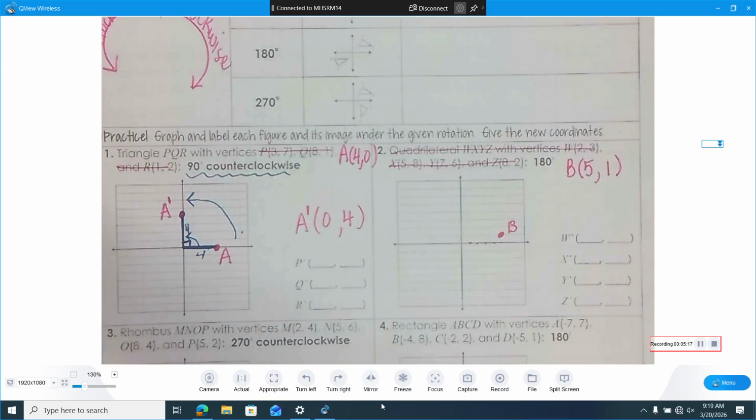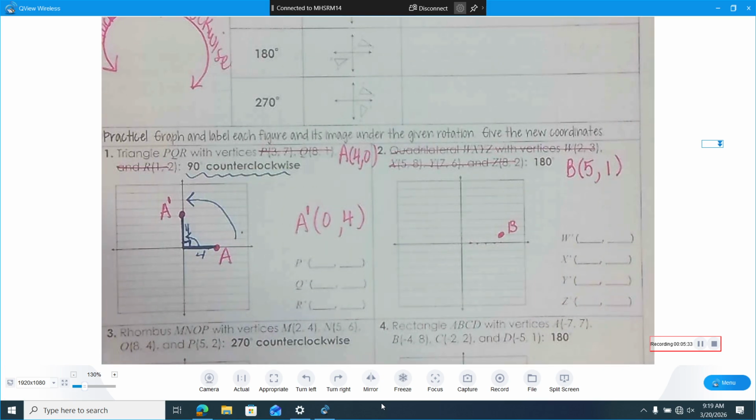And I want to rotate point B 180 degrees. Let me ask you a question. Does it matter if I go clockwise or counterclockwise? No, we'd be in the same spot either way, right? Okay, good. Just checking. So I'm going to continue to rotate counterclockwise.